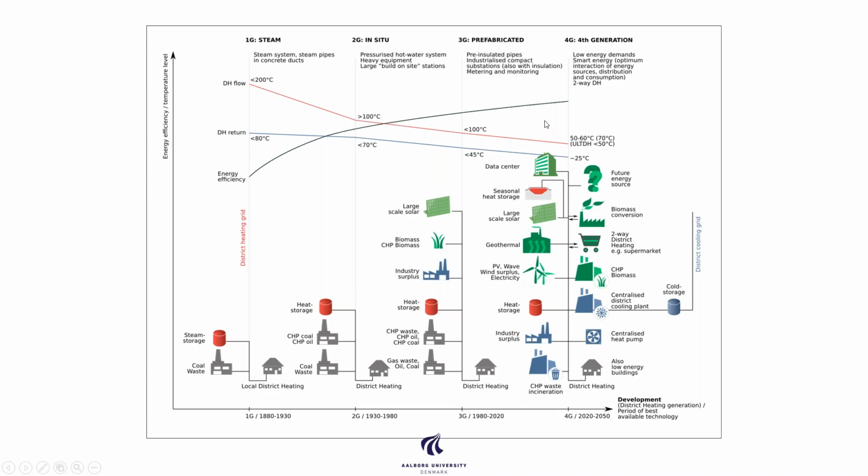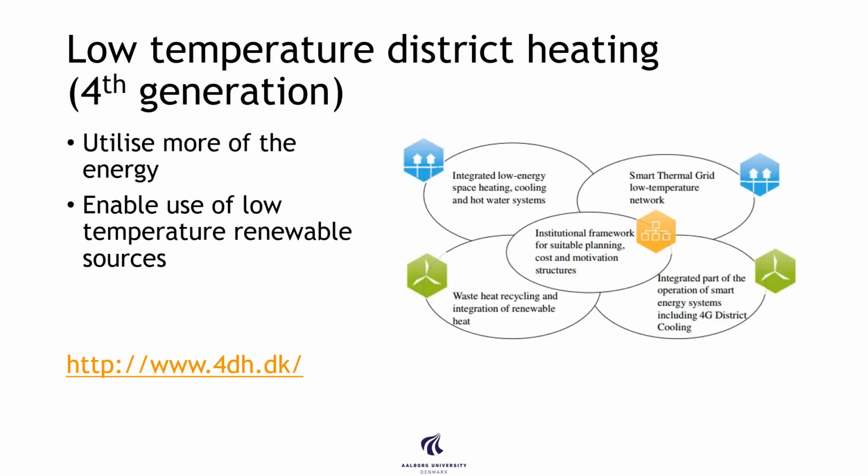In a current third generation setup, we can use data center heating, heat from large solar panels, and excess heat from industry. We have the chance to use PV, wave, and wind surplus electricity through a heat pump. But all of these, or many of these, would require boosting using heat pump technology. Whereas if we go to the fourth generation district heating, in some cases we don't need a heat pump all the time to supply the heat we need.